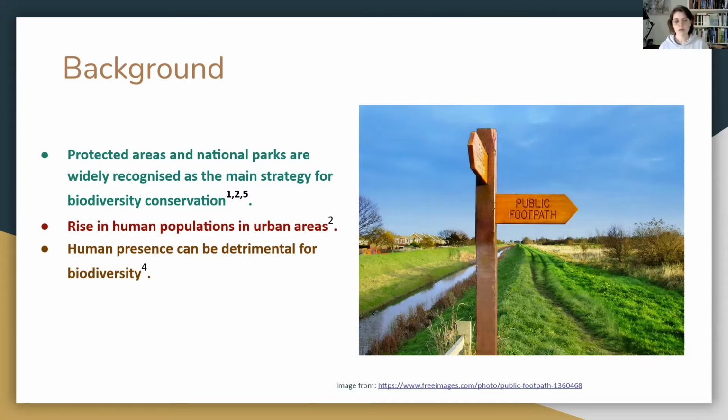We know that human presence can be detrimental for biodiversity, but is having areas of access and no access enough to support biodiversity? Or is a well-trodden footpath impacting a larger area than we realised? Next slide.